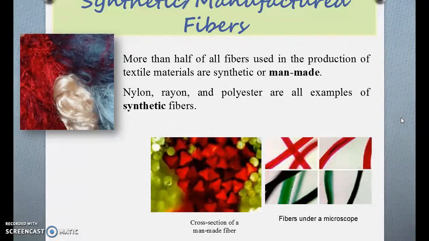All right, so here are some samples of synthetic or manufactured fibers. Looking at these under a microscope, we can see vibrant colors that stand out. When we look at a cross section, we'll see some very unique shapes associated with those fibers. A small fact is that more than half of all fibers are synthetic, which is the same thing as man-made. A few examples are nylon, rayon, and polyester. These would be considered synthetic fibers.